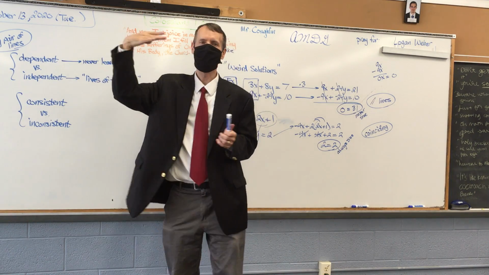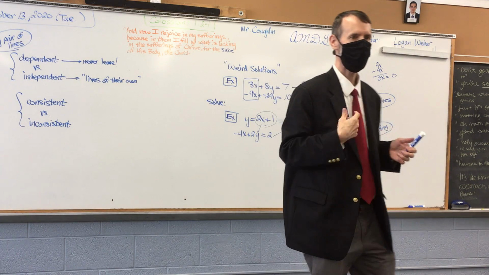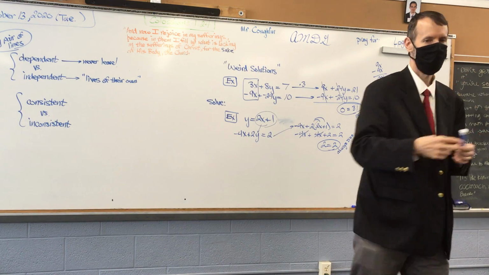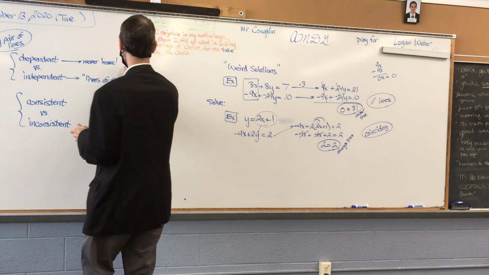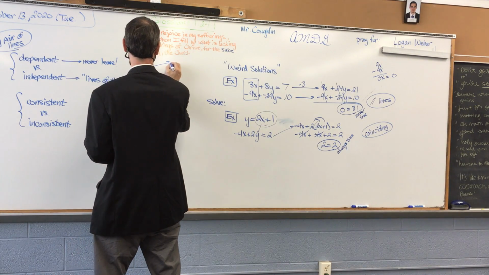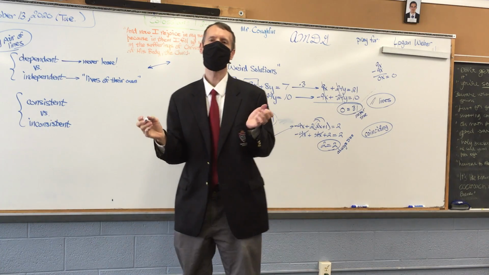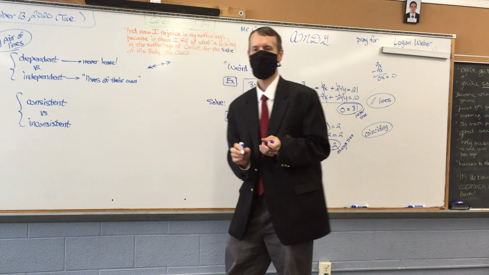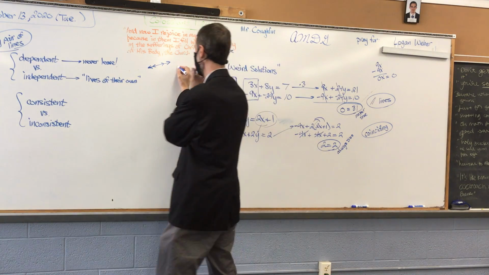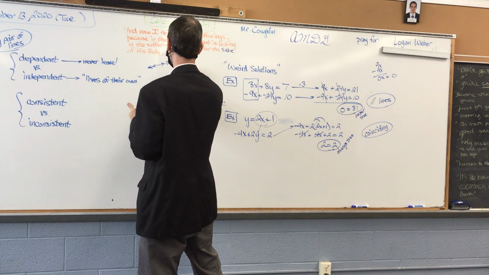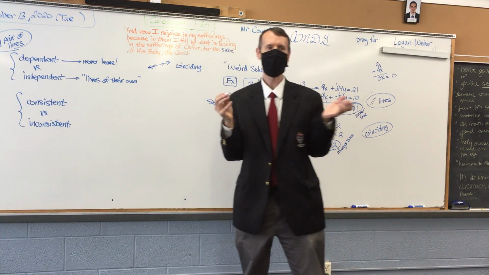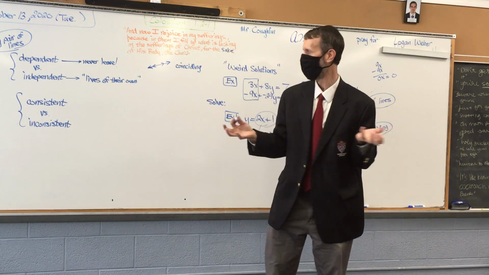Can you think of two lines that never ever leave each other? What's that called? Yeah, coinciding. Two lines that never leave. Here's the graph. By the way, if you want to draw a graph of coinciding, it looks like this. That's the symbol for coinciding. So whenever they say that something is dependent, you immediately see coinciding.